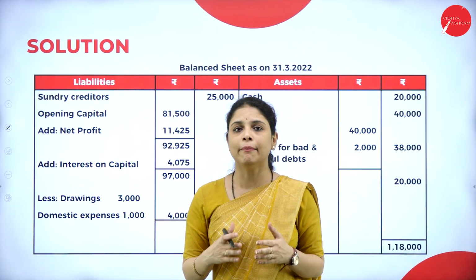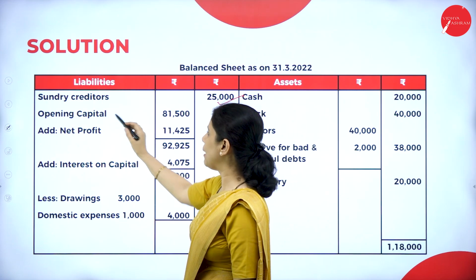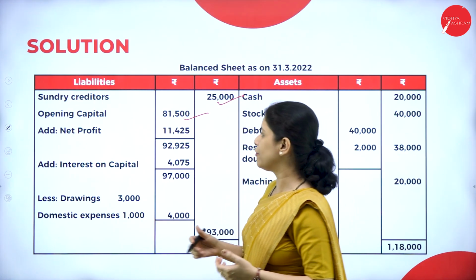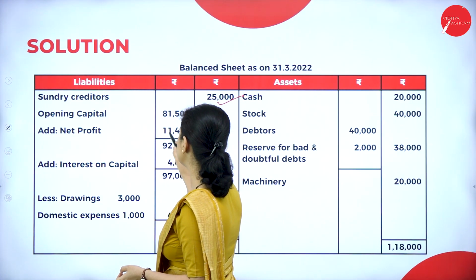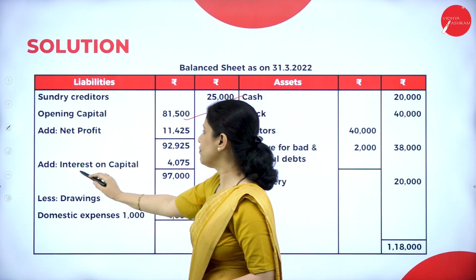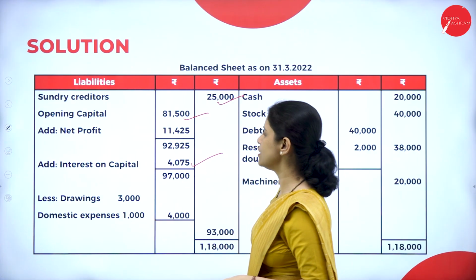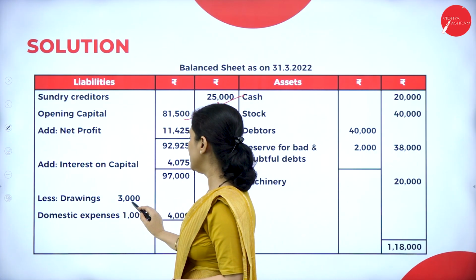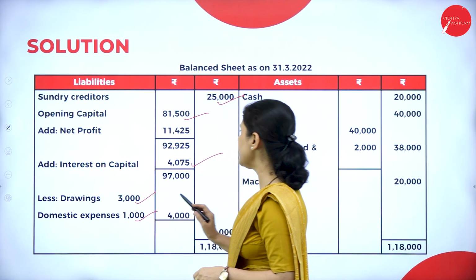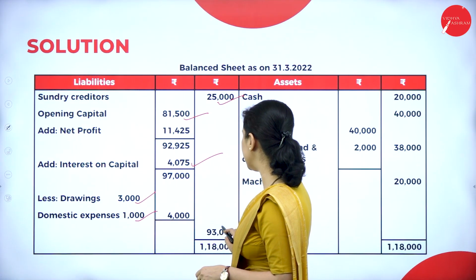Now let us prepare the balance sheet. Sundry creditors is 25,000. Opening capital 81,500. That we calculated by preparing the statement of affairs. For that we will add net profit, that is 11,425. So how much it is? 92,925. For that we will add the interest on capital 4,075. It will be 97,000. From that we will deduct drawings. This is 3,000, and domestic expenses also drawings, that is 1,000. It will be 4,000. So when we deduct 4,000 from 97,000, we will get 93,000.